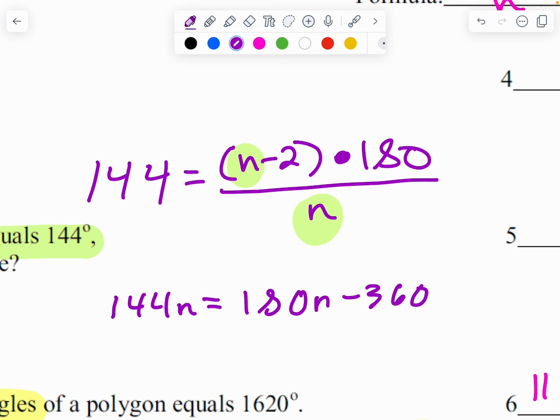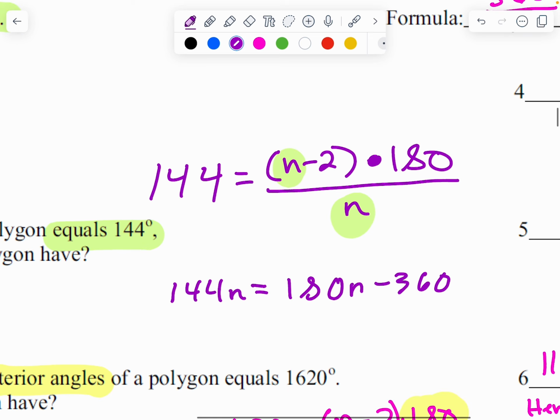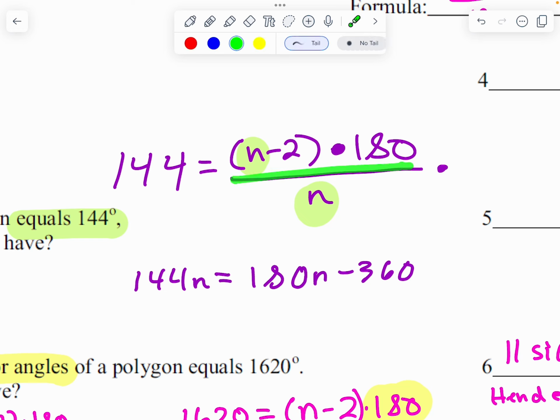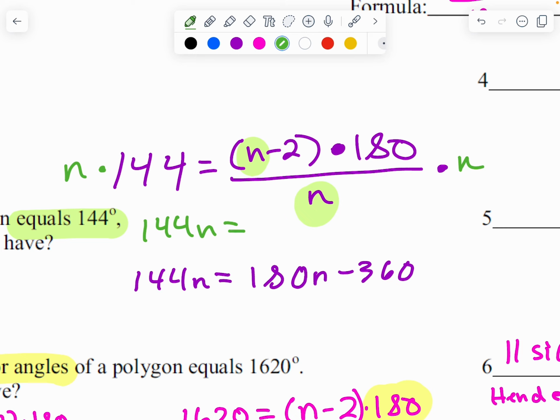But how do we do that when we have an n on the top inside of a parentheses and one at the bottom? Well, the first thing is we have to bring this n up. There's a couple of ways, but the simplest way is, since I know this is being divided by n, I know I have to multiply by n. So I'm going to multiply this by n, and this by n. Then when we simplify this, we get 144n. And that's going to equal, these cancel out, I'm left with n minus 2 times 180.